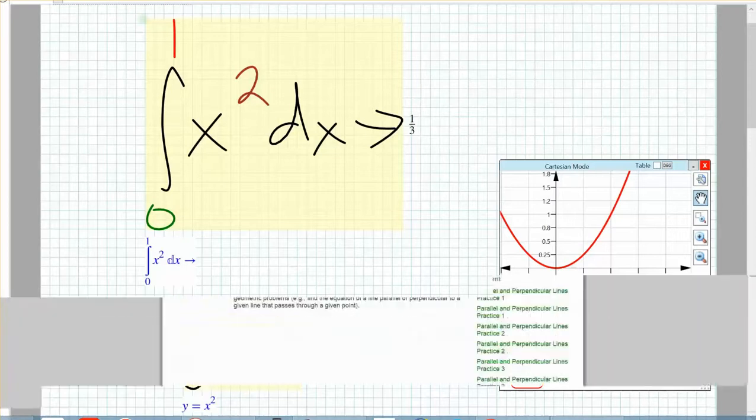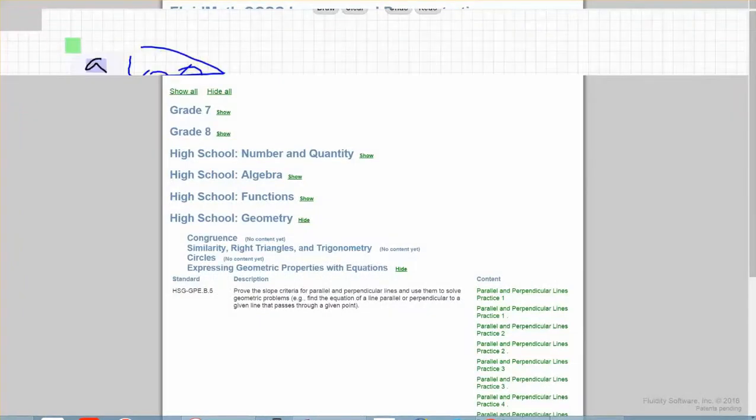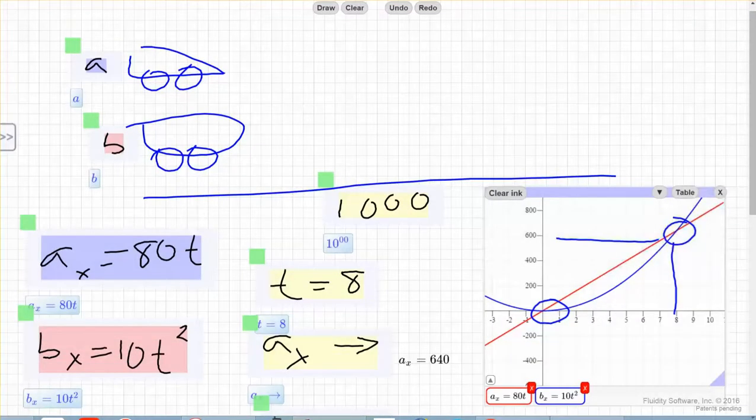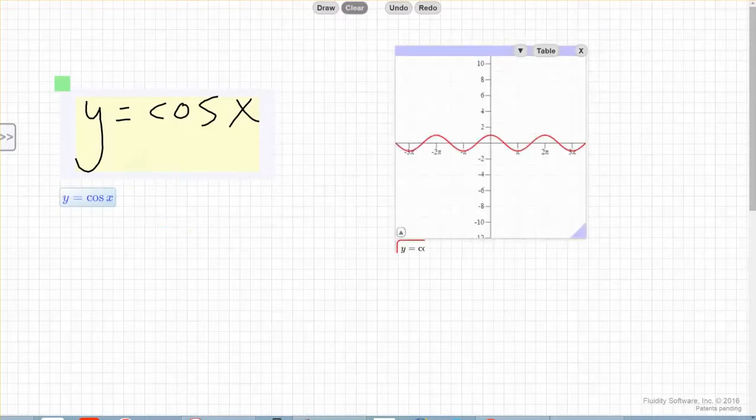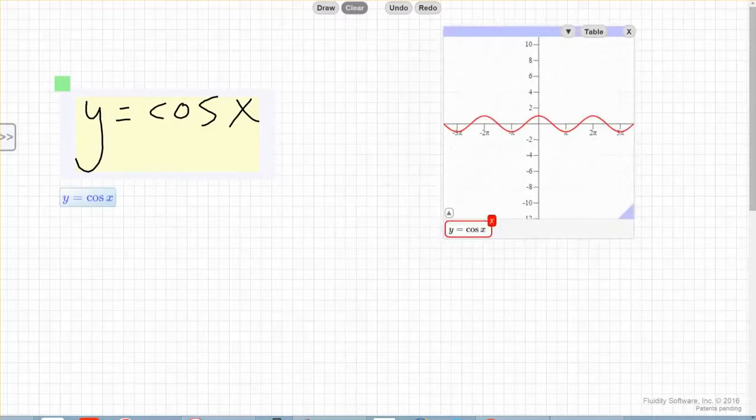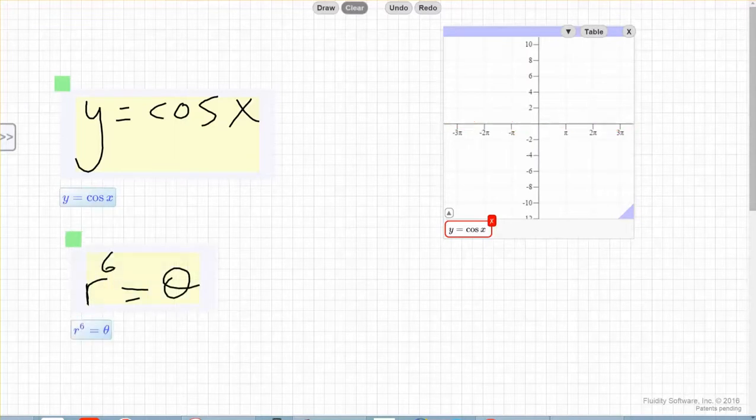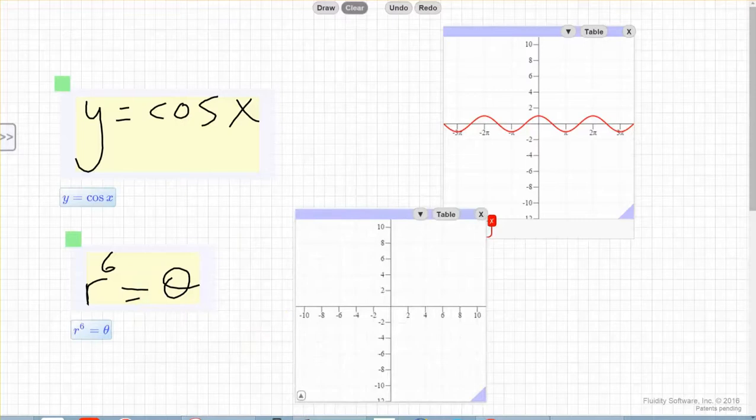Does the interface work just as well with other kinds of functions besides polynomial functions? We've seen a lot of polynomial functions. What about trig functions or log functions? Yeah. We support trigonometry. You can do parametric plots. You can do polar plots.